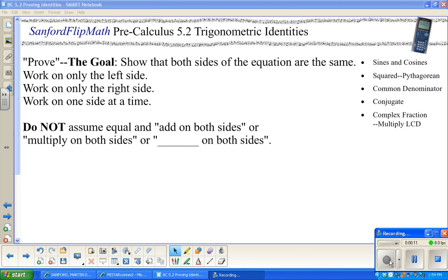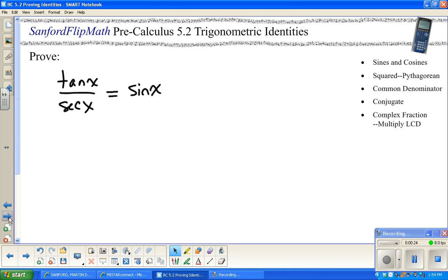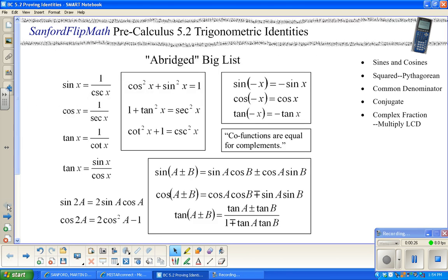And we are currently in the midst of working with trig identities. And we have just spent a couple of videos talking about how to simplify trig expressions using known trig identities. And they look something like this.